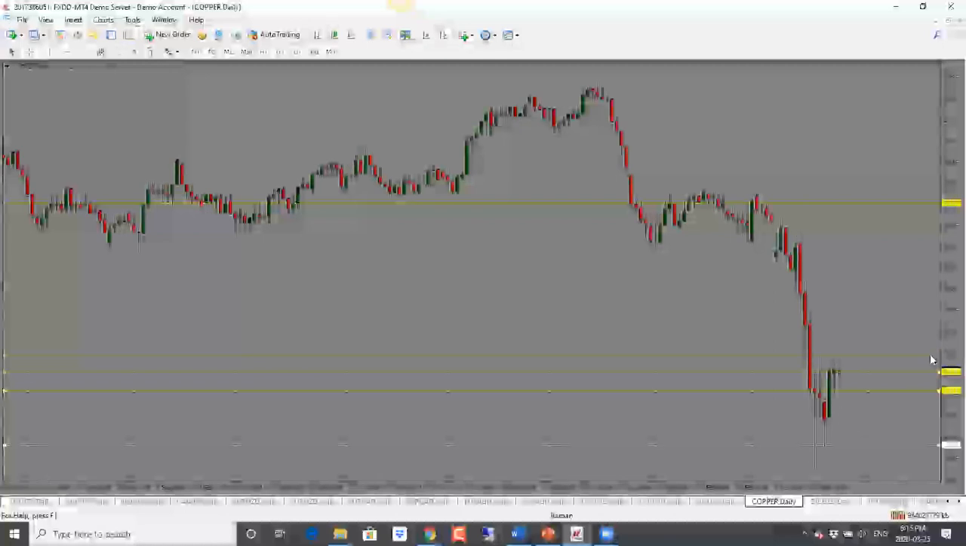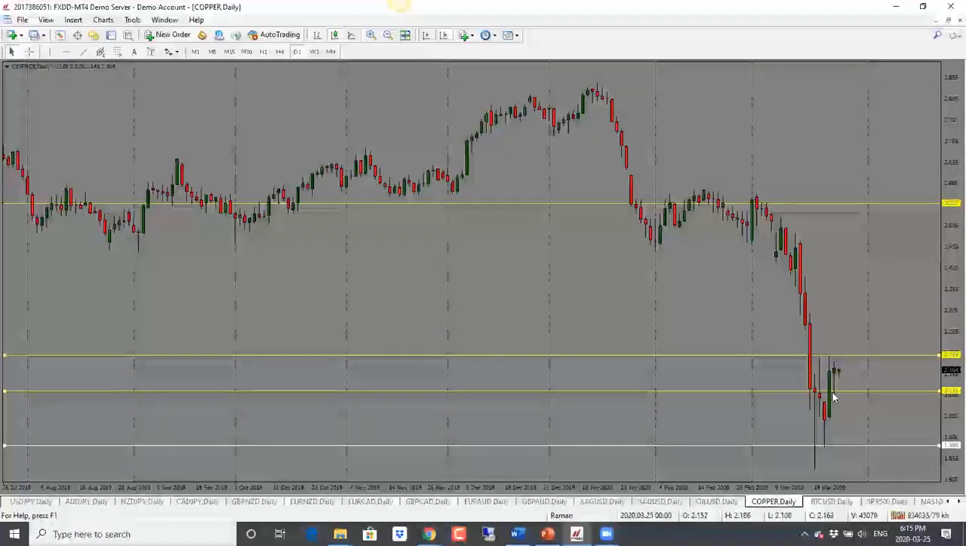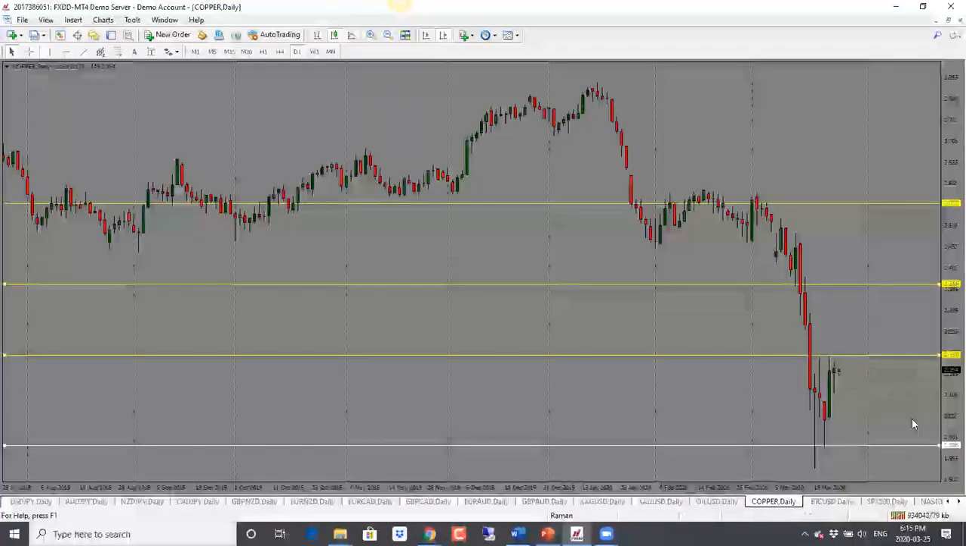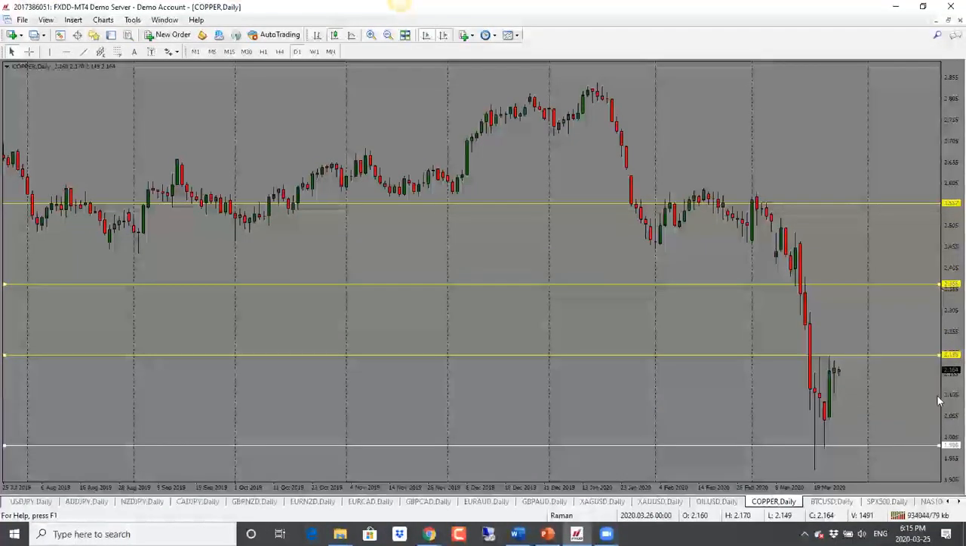Copper here, we saw that price went up a couple days ago. Today's candle close is looking neutral. We have pins on both sides. So bias is neutral.